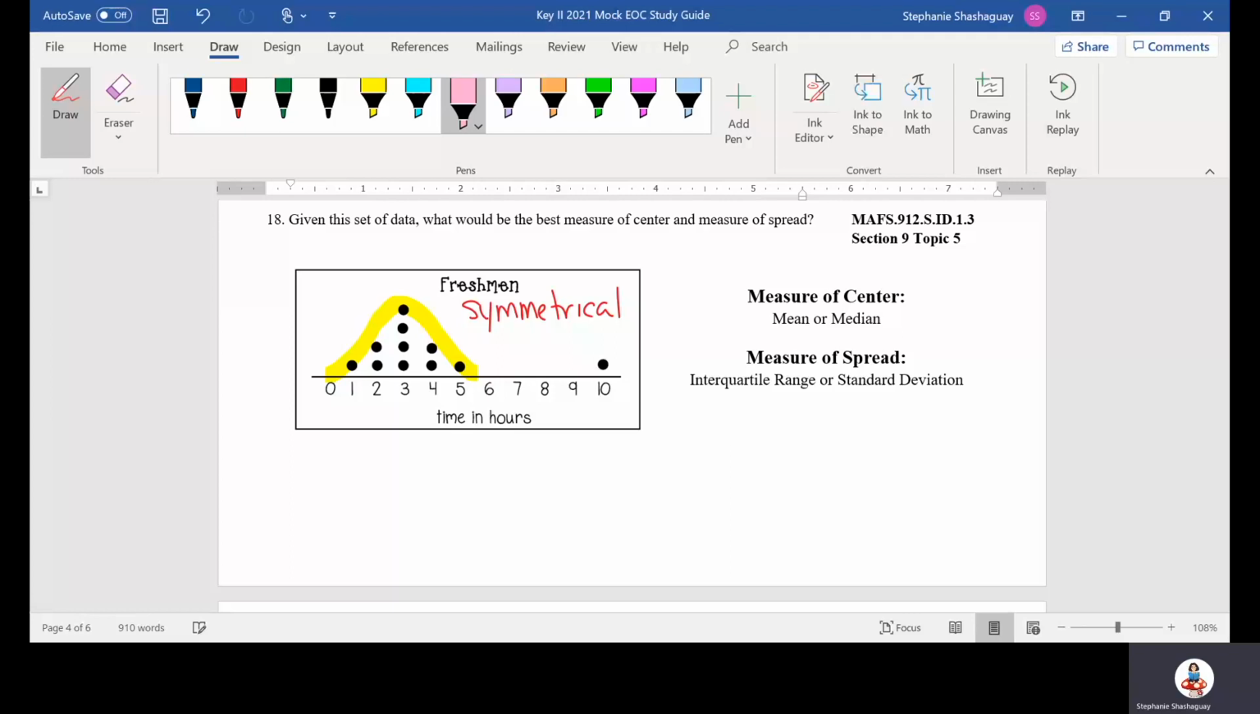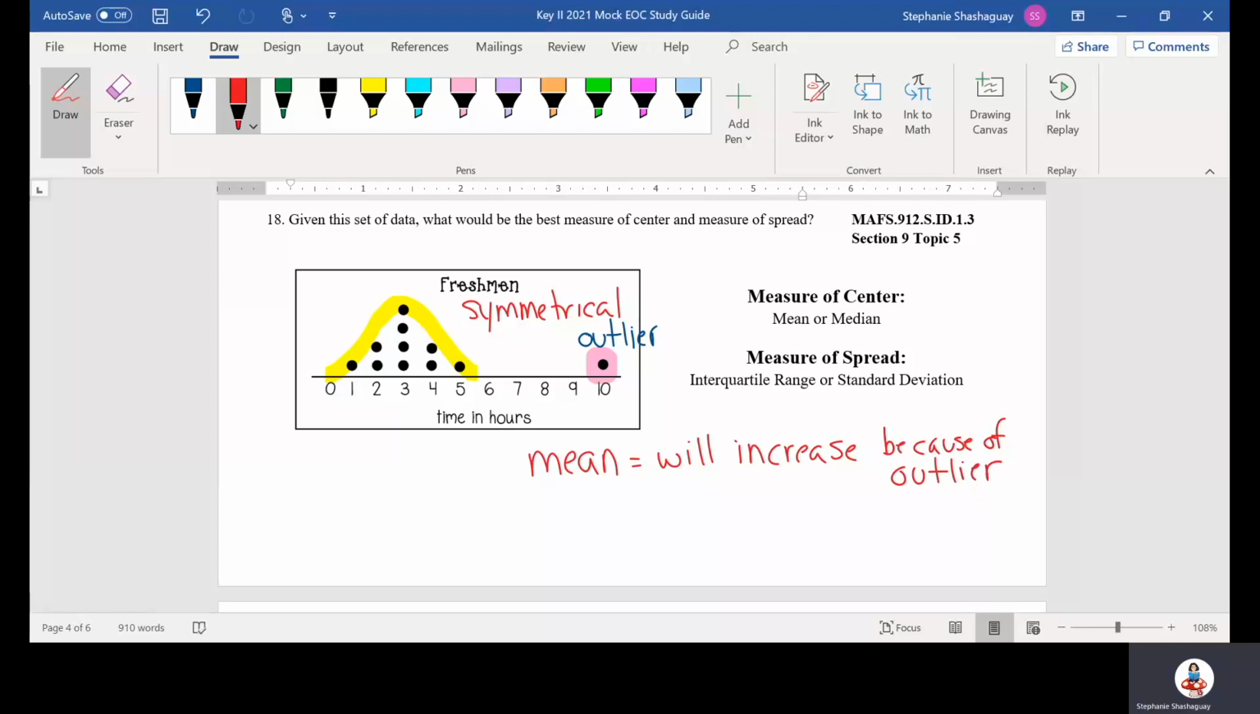Okay, but we also have an outlier. And this outlier is going to affect that data. Okay, if we have an outlier, that means that our mean will increase because of that outlier. And if our mean is going to increase, so will our standard deviation.